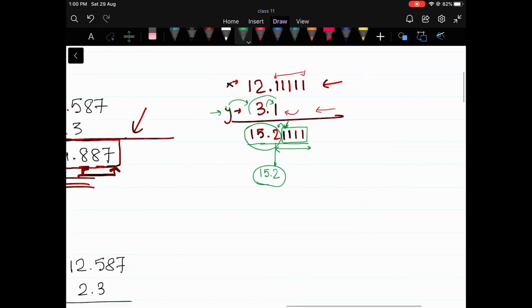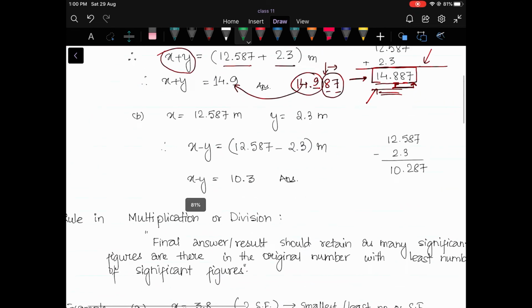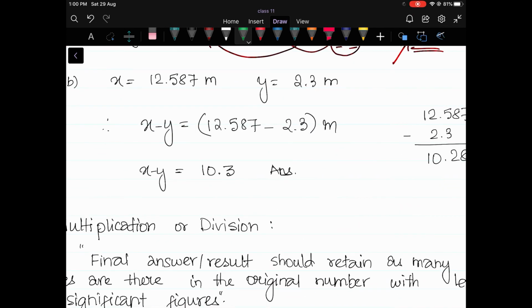So this is the number with the lowest number of decimal places. It has 5 decimal places, and this one has just 1 decimal place. Our final answer should also have 1 decimal place, not more than that. The same thing happens with subtraction as well.